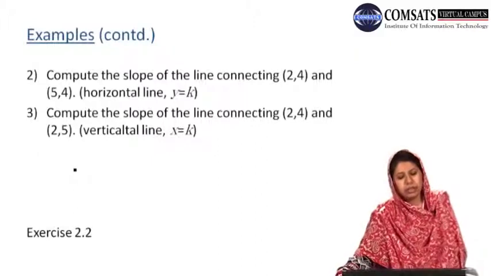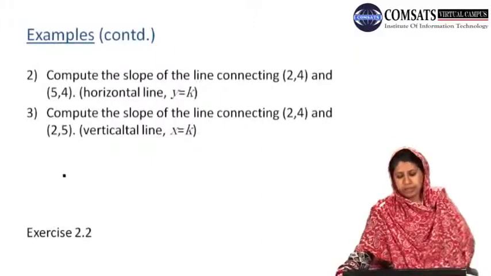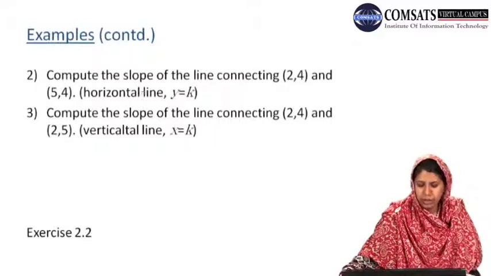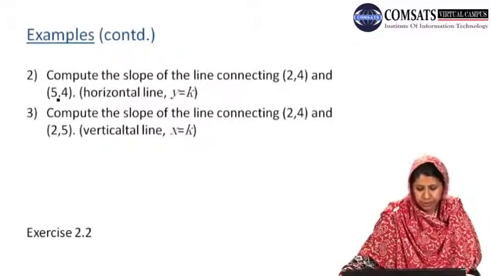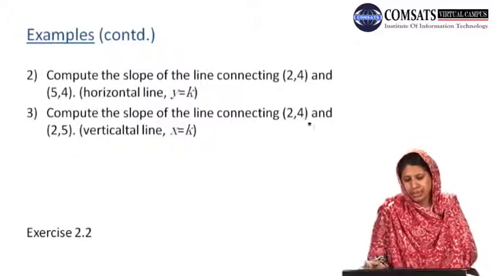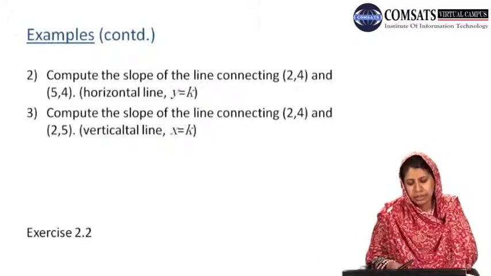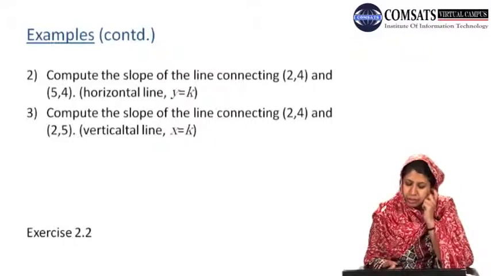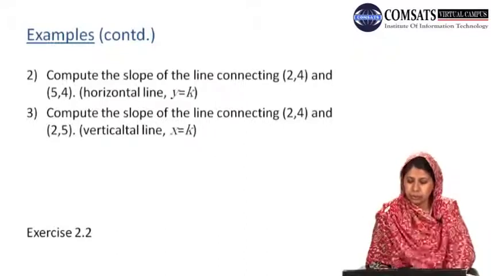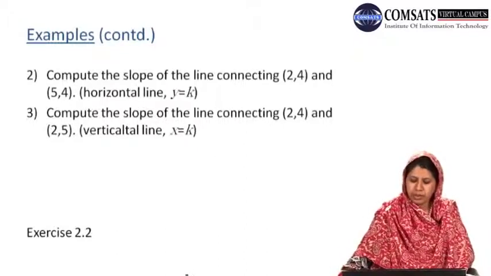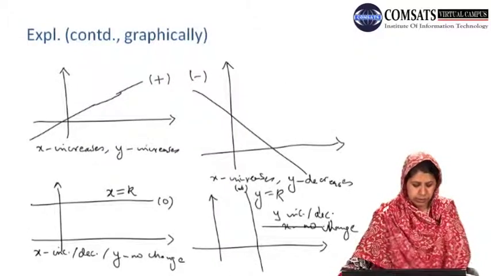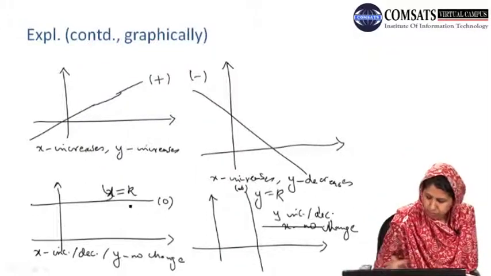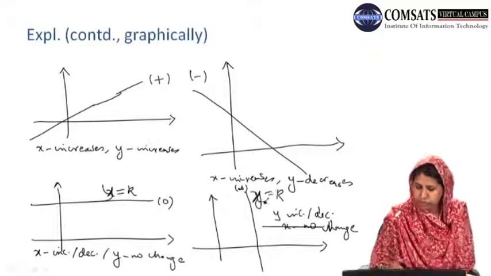Now we have another example in which we want to find the slope of a line connecting the point 2, 4 with 5, 4. Here the y has the same value 4, so we have a horizontal line y equals k. So this represents the line y equals k, and x equals k.